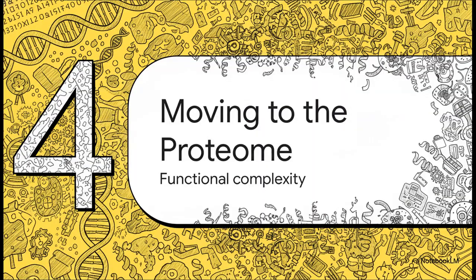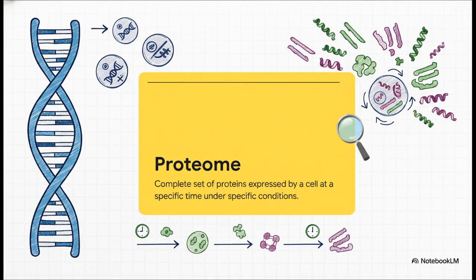Section 4, moving to the proteome. Let's talk about the challenge of functional complexity. As we pivot from the code to the physical output itself, we hit a massive wall of complexity. See, your genome is relatively static. The exact same DNA exists in your eye cell as in your liver cell. But the proteome is highly dynamic. It's the complete set of proteins being expressed by a given cell at a specific time, under very specific conditions.